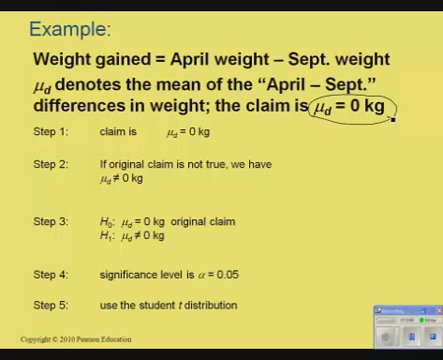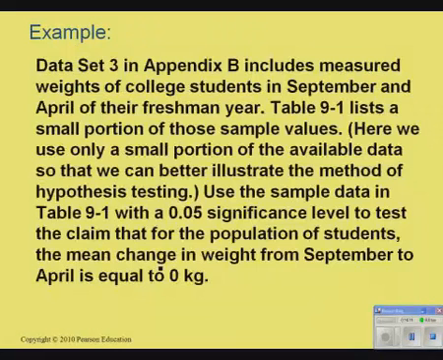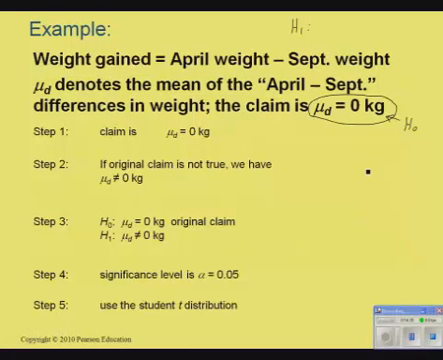When I have an equality claim, I think of that as what? H naught, right? So I'm guessing that H1 said something else. Maybe I have to look in the book again. Go back to the actual study. Use the sample data to test the claim that for the population of students, the mean change is equal to 0. No, it says to test that it's equal to 0. All right. Would your H1 then, do you have to infer then that it would be greater than? So trying to say that they gain.